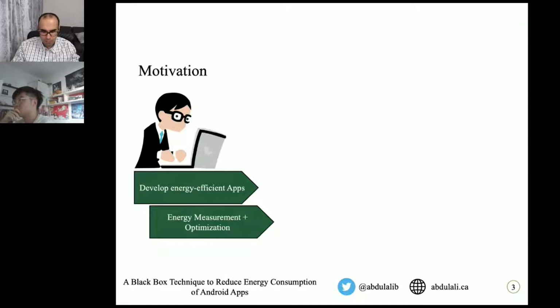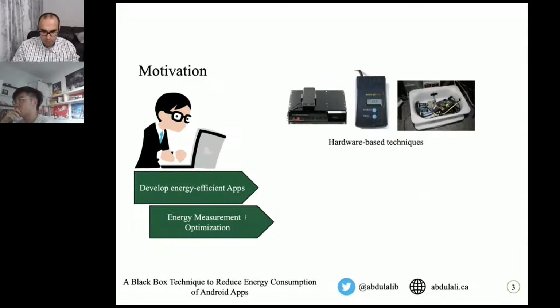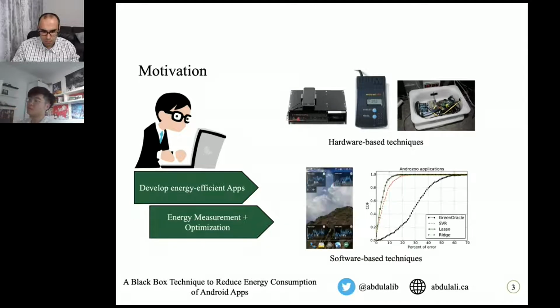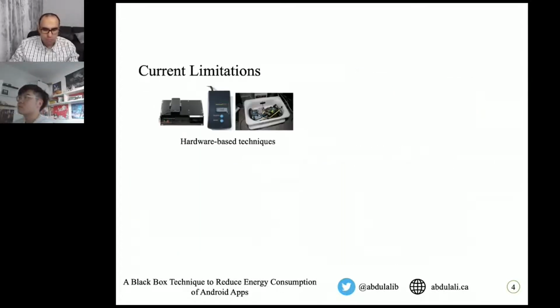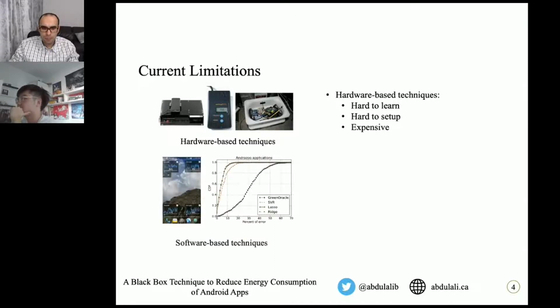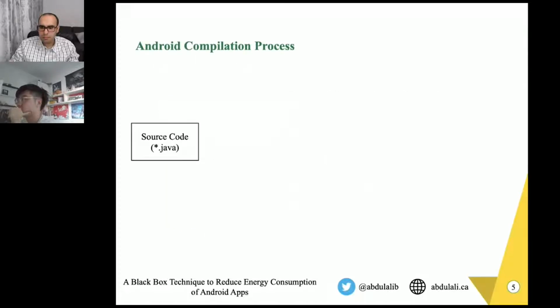For measurement and optimization, there are hardware-based techniques available for the developers, and there are also certain software-based techniques available. However, both of these techniques have certain limitations. The hardware-based techniques are hard to learn, hard to set up, and cost ineffective. Alternatively, there are software-based techniques available, but for these techniques, developers have to root their phones and generate and execute test cases to collect dynamic traces. As a solution, we investigate if we can optimize the energy consumption of an app during the Android compilation process.